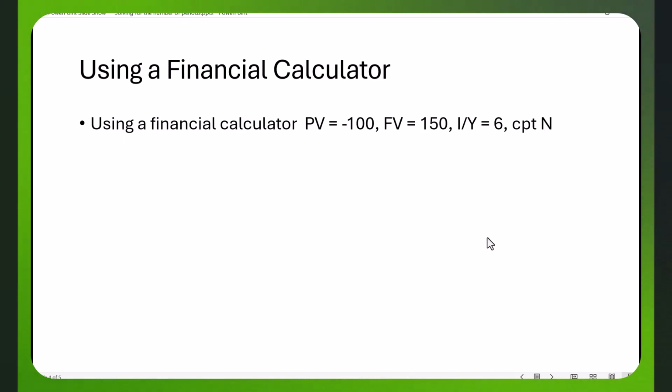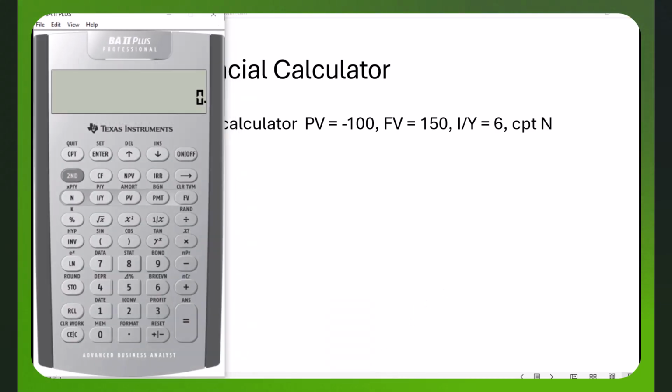Using a financial calculator is actually quite a bit easier. So here I have my financial calculator. I'm going to clear the workspace. You hit second, and over the FV key it says CLR TVM, time value of money, and I'm going to put in the values. The $100 for the present value has to be negative because it's a cash outflow. 150 is the future value, 6% is the interest rate, and then we hit compute, CPT N, and we get the same thing, 6.96.